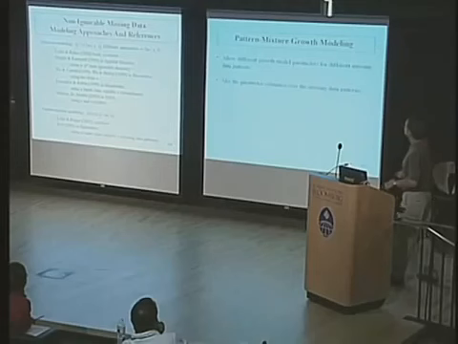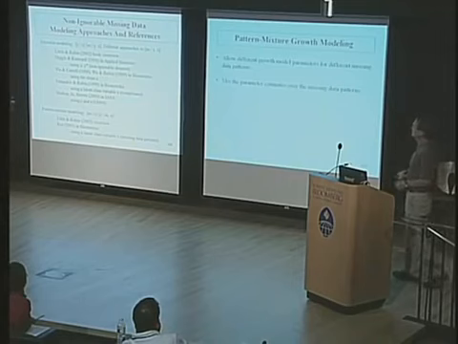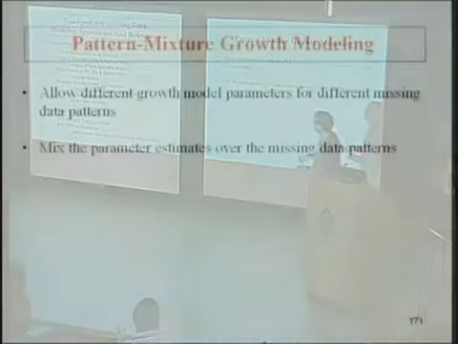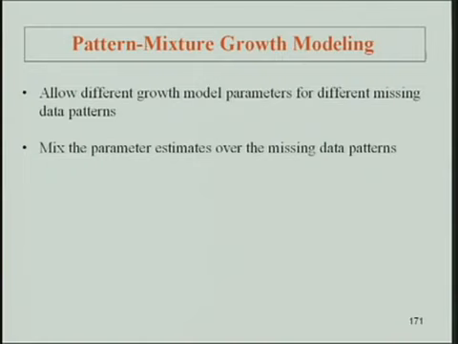Let's say what pattern mixture growth modeling is. It is perhaps one of the more practical approaches to non-ignorable missing data that we currently have. Practical in the sense that it actually is somewhat easy to do and is helpful. It's going to allow for different growth model parameters for different missing data patterns. So we looked at the missing data patterns, say the different dropout patterns. And here we're now going to allow for different model parameters depending on when they dropped out.